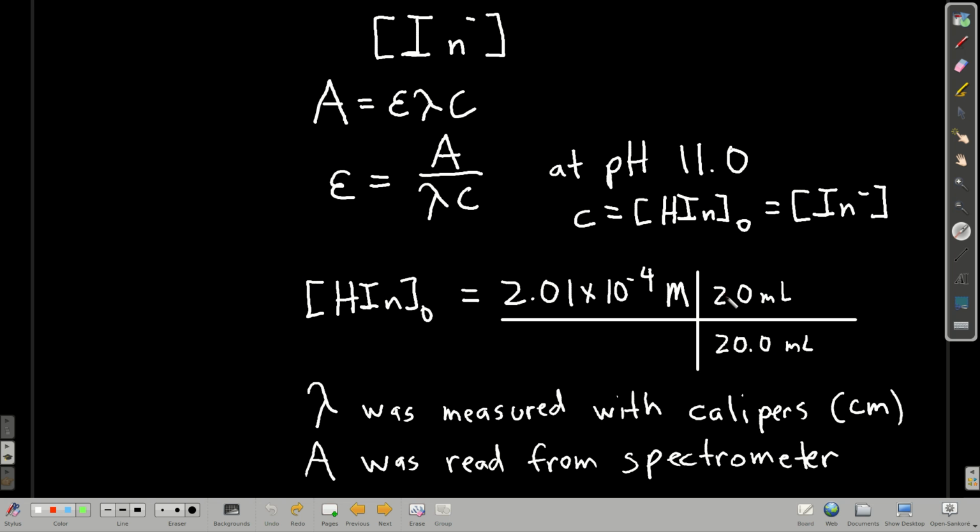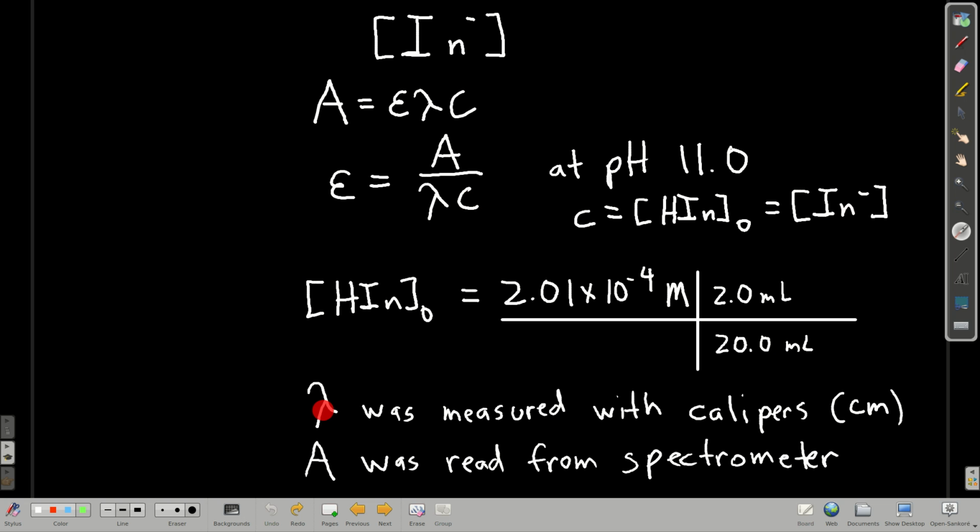And you diluted it 2 to 20. Put 2 mL of the phenolphthalein plus 18 mL of water, so 1 to 10. And that's just the dilution equation, and that gives you the initial concentration of the phenolphthalein. And at pH 11, that's equal to the concentration of the conjugate base. That goes as C in Beer's law.